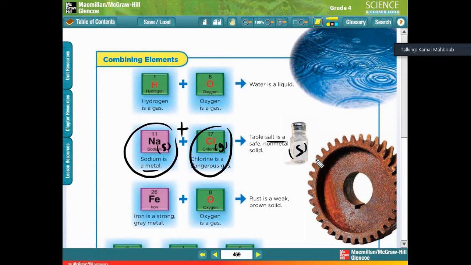That is safe for your health. No problem to eat it, or no problem to put into the water. Now when we put the table salt into the water, it will make a solution. Now we have new properties, a new substance and new properties.